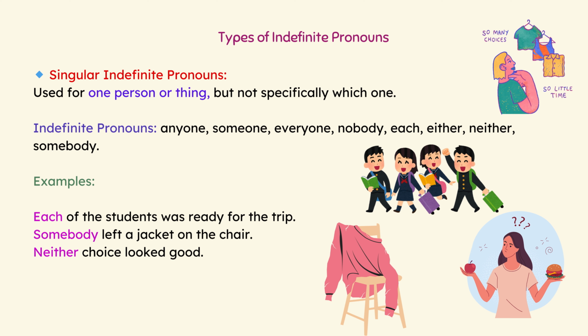Each of the students was ready for the trip. Here, the pronoun each refers to every student individually, so it is singular. Somebody left a jacket on the chair. The word somebody refers to one unknown person. We don't know who, but it is still singular. Neither choice looked good. The pronoun neither means not one out of the 2 options, so it is singular.